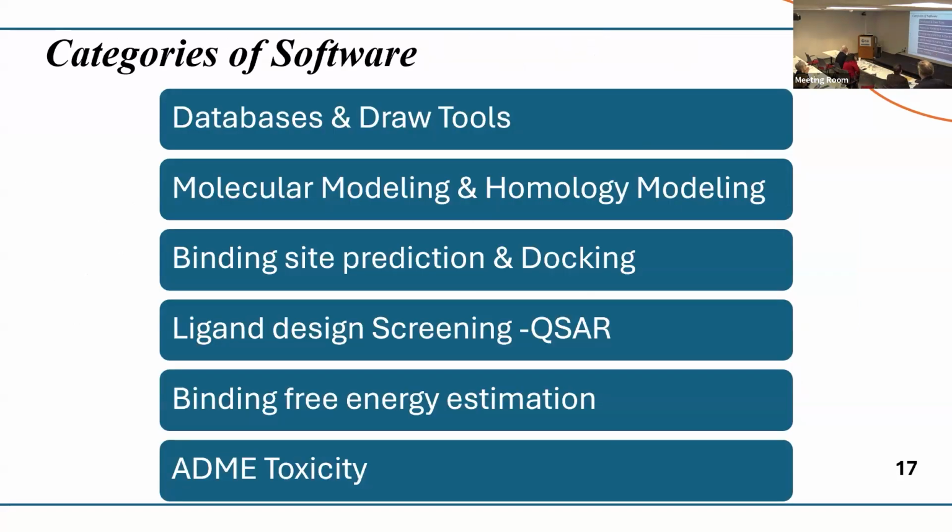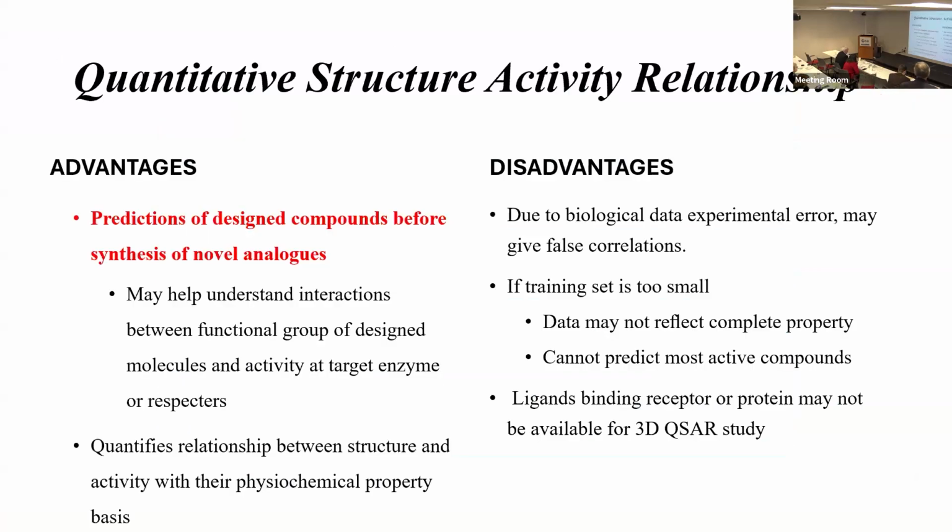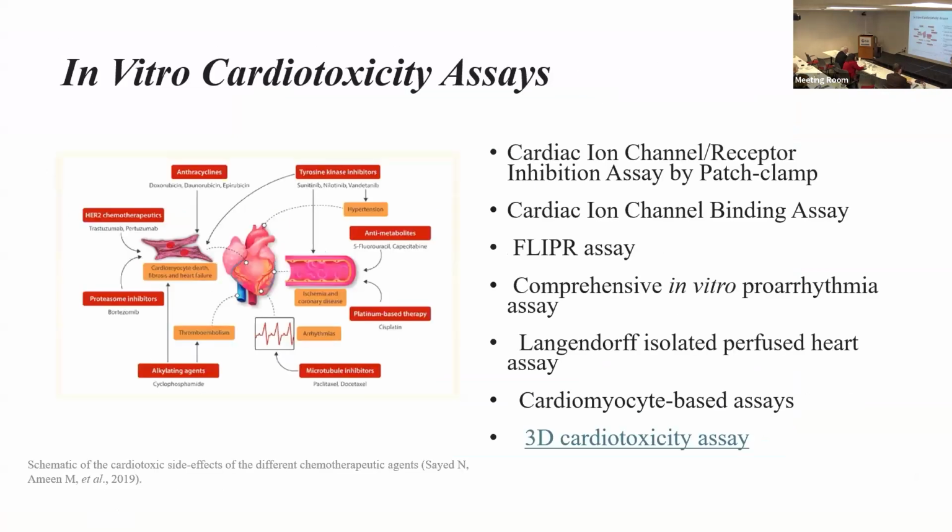Categories of software, there are all kinds of models out there. My last recollection, Susie, FDA had 8 or 10 of these models that were available that people could go online and use. There are all kinds of binding site prediction and docking, ADME, toxicity models that are out there that you can use. There are advantages and disadvantages. Prediction of designed compound before synthesis of novel analogs is really an important thing in the drug industry and a very big advantage to these approaches. And I've listed some of the disadvantages.